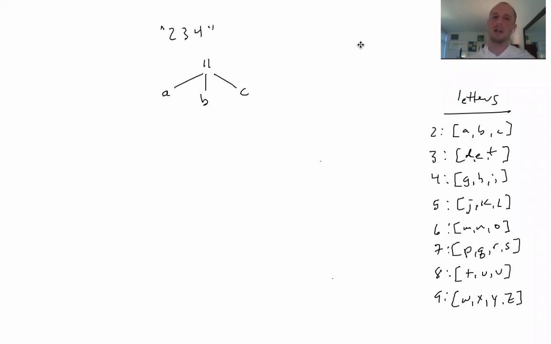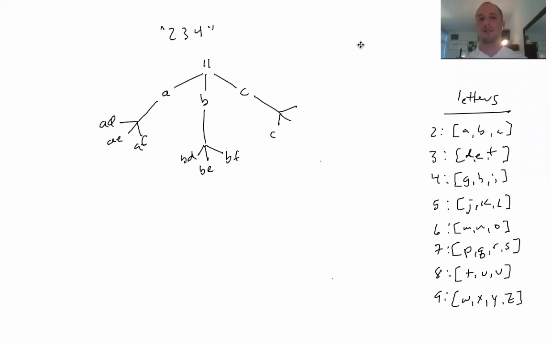So for all of these characters, each one of them is going to have another 3 branches themselves. So we'll go ahead and put those 3 branches on, and our second letter is going to be 3. So we're going to have A, D, A, E, A, F, we're going to have B, D, B, E, and B, F, and we're going to have C, D, C, E, and C, F. So that will take care of the 3.